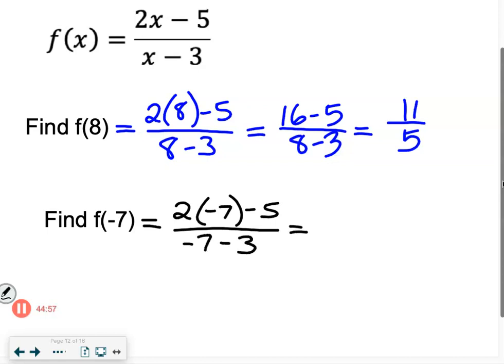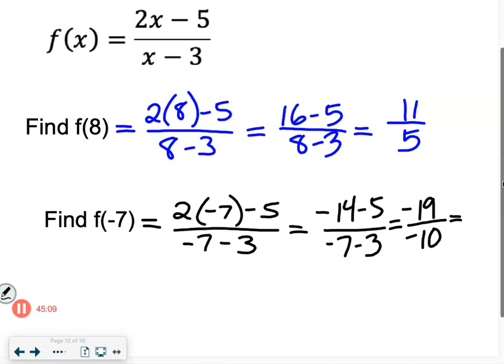2 times negative 7? Hey, what's negative 14 minus 5? Negative 19. What's negative 7 minus 3? Negative 10. What's negative 19 over negative 10? 19 over 10. Yes.